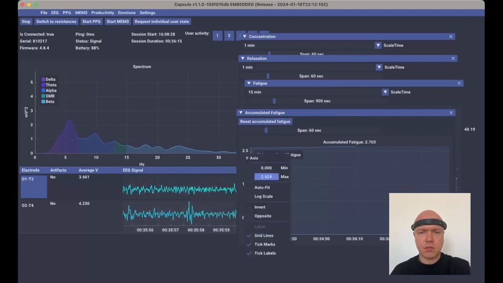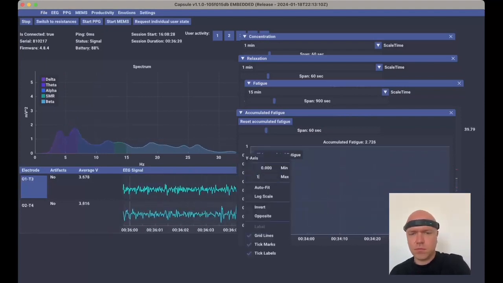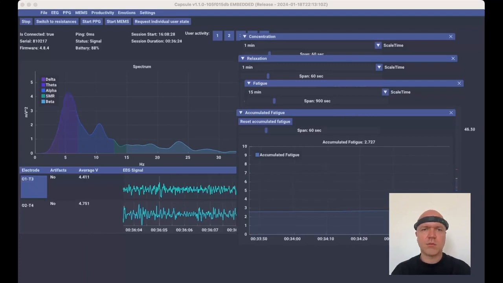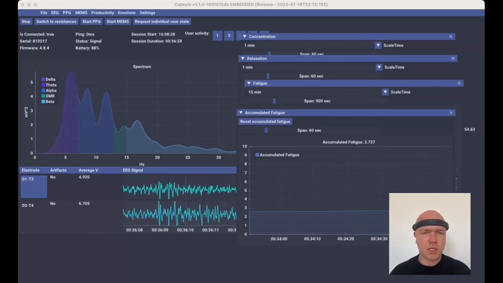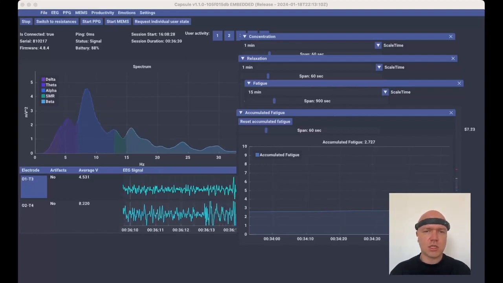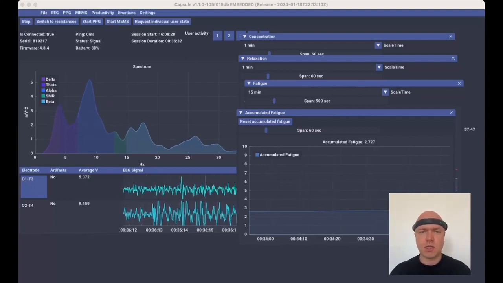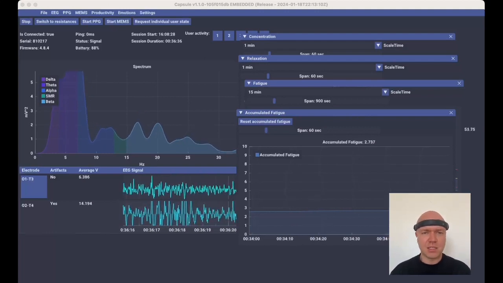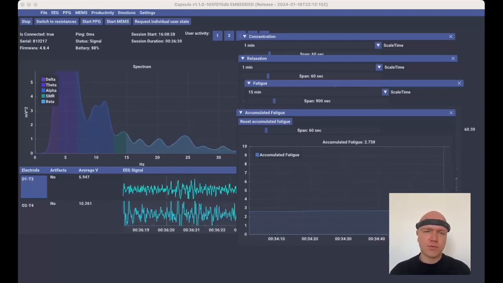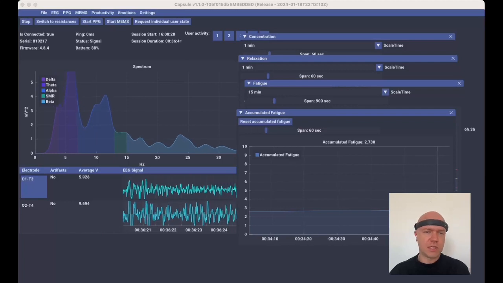Let's adjust it. Accumulated fatigue is different from the fatigue index. It's based on the concentration. The higher your concentration index, the faster accumulated fatigue grows, and it always grows. If you relax, it stops growing but doesn't decrease. That's the difference from the fatigue index, where fatigue decreases.